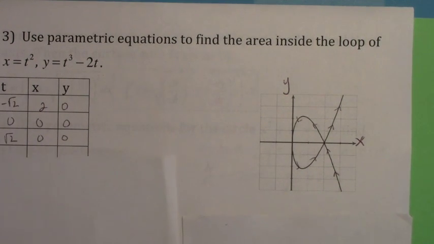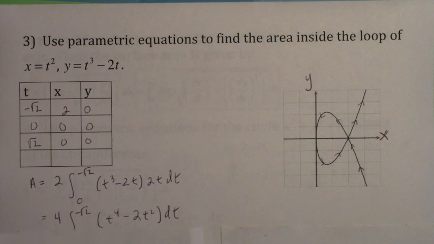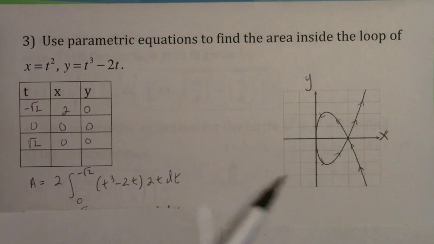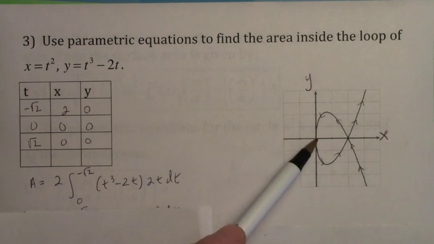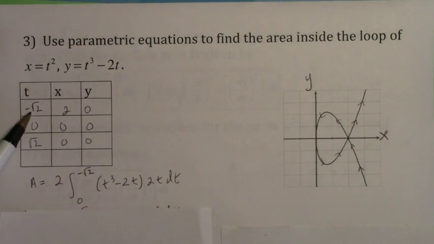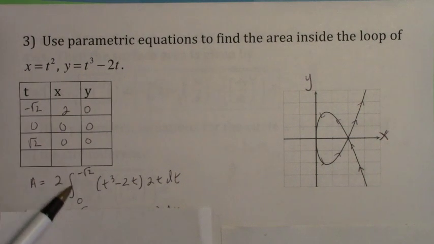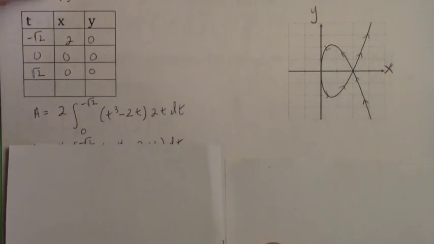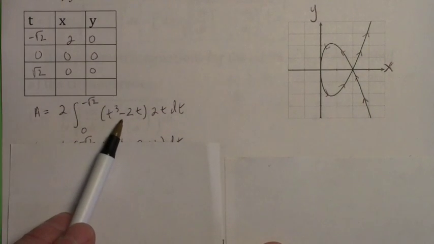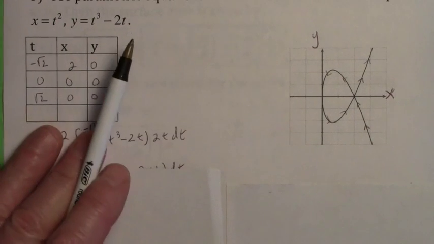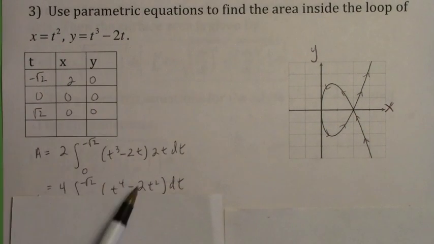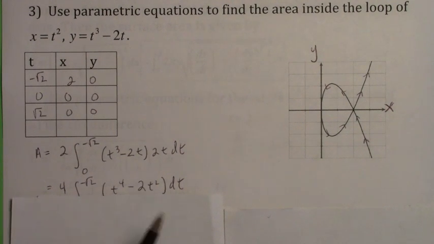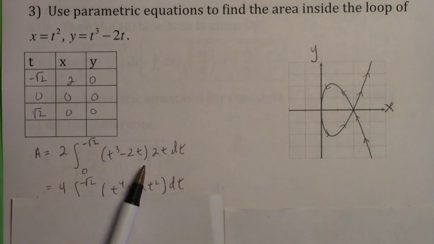You got it? Okay. So anyway, the integral would look like this. I'm going to look at twice the integral. And since I'm traversing it the wrong direction, I need to go from left to right. Instead of going from negative square root of 2 to 0, I'm going to go from 0 to negative square root of 2. And then this is the y. Remember, this is y. This is the y, and this would be dx dt, 2t. Anyway, once you got that straight, the rest is pretty easy.